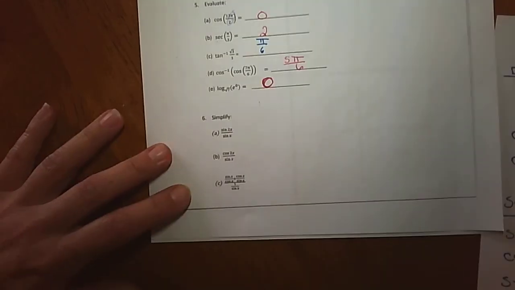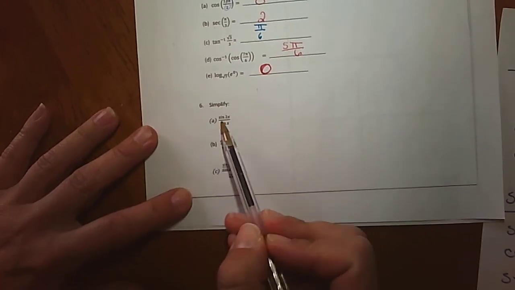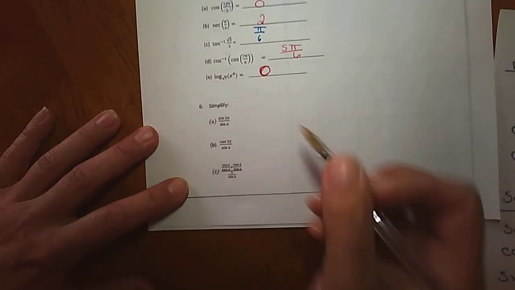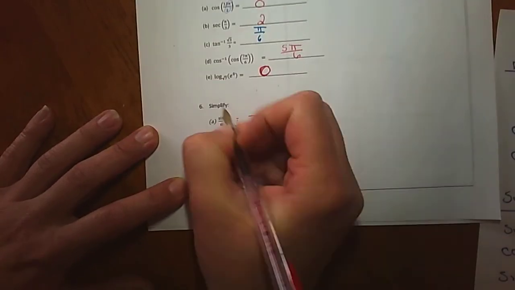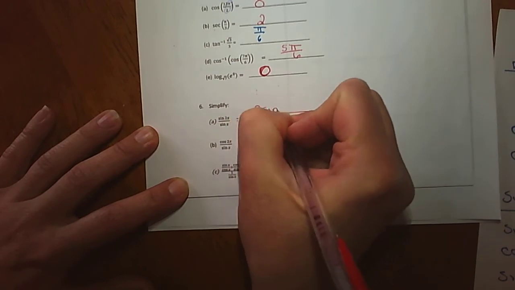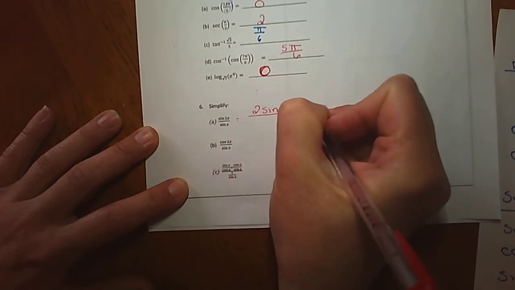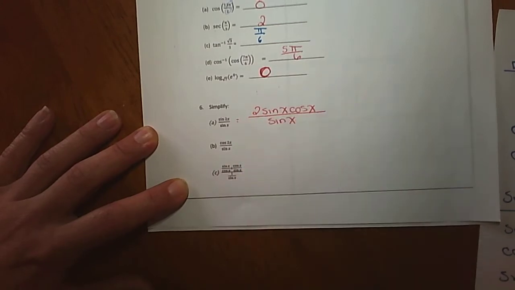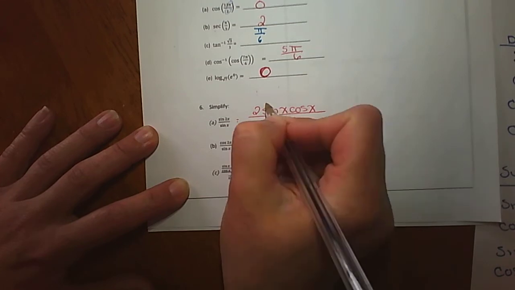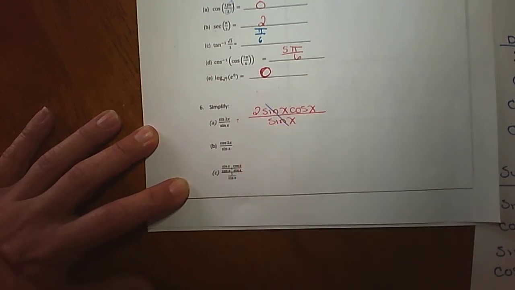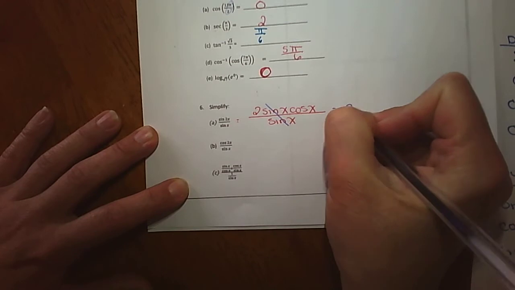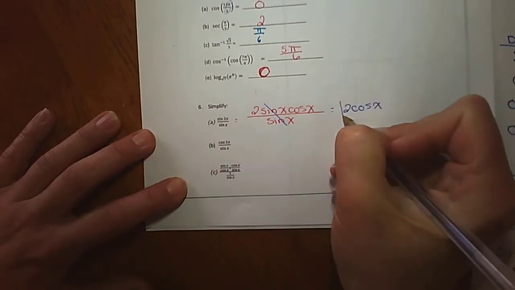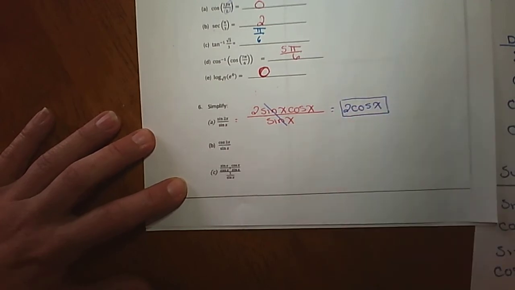Well, if you notice, part 6A says sine 2x all over sine x. Well, sine 2x can be changed into 2 sine x cos x. And then we keep the denominator, which is sine x. And I'm hoping now that you guys are looking at this and realizing the sine x's can simplify off or cancel. And so the answer to A is 2 cos x. And a lot of you did have that as an answer, which was great.